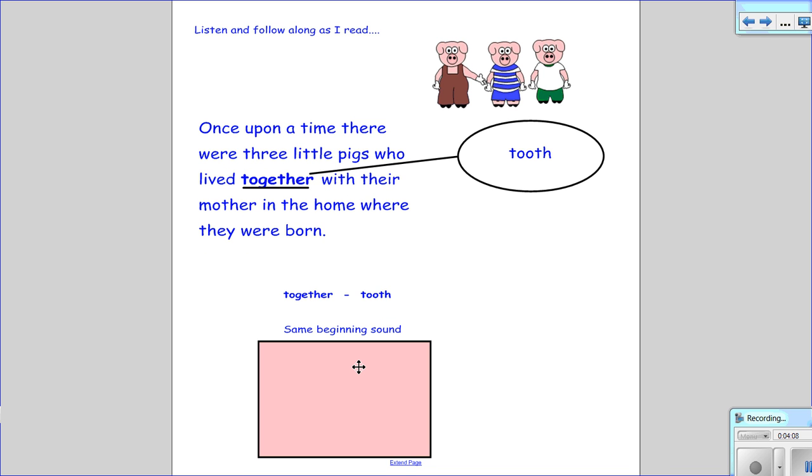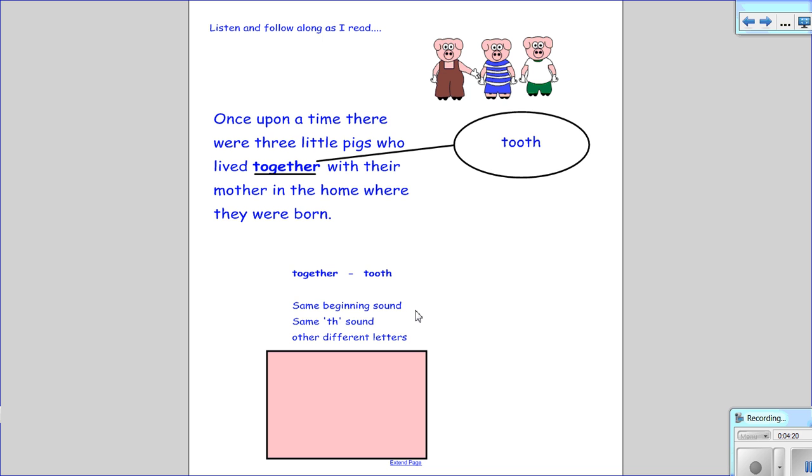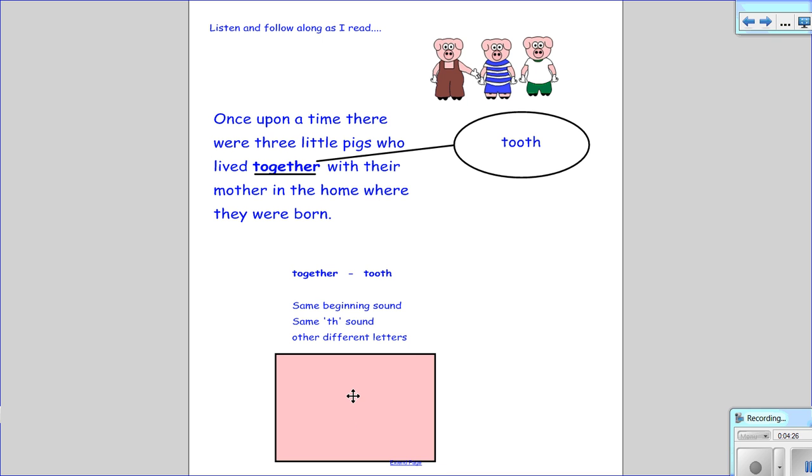Well, they have the same beginning sound. They both start with the t. They even have the same th sound in them, right there and at the end right there. They do have other different letters, though. They don't look the same, that's for sure. And tooth doesn't make sense right there. Who lived tooth with their mother? That doesn't make sense. It's got to be a different word.